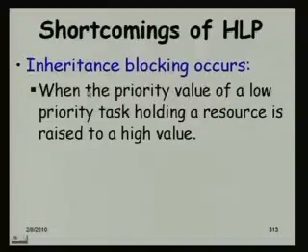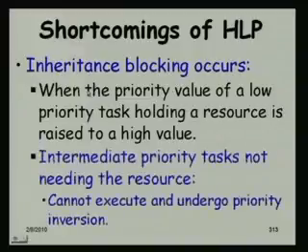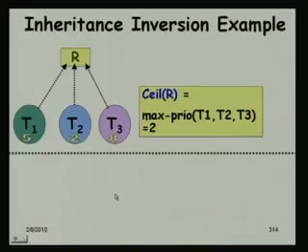Now, the main problem of the highest locker protocol is the inheritance related inversion, or inheritance blocking. Here, when a low priority task gets a resource, its priority is raised to high values, and then the intermediate priority tasks, whose priority is more than this low priority task, even though they do not need any resource, will be prevented from execution because the low priority task's priority has increased. This is called inheritance blocking.